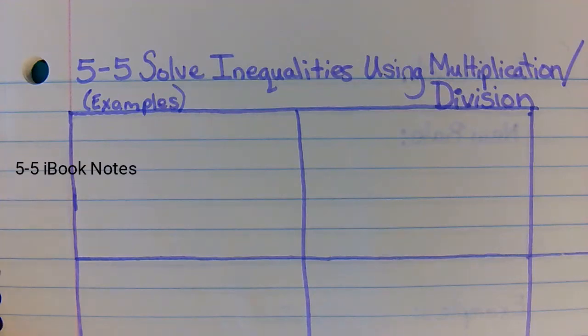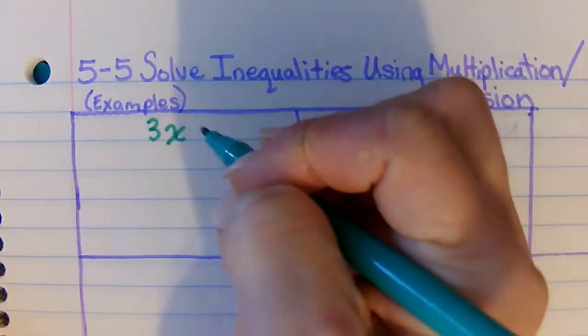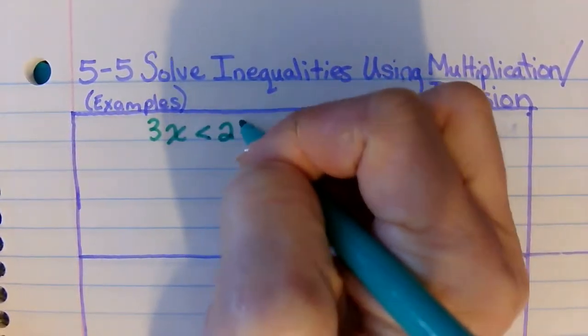Alright, so let's look at 5-5, solve inequalities using multiplication and division. We're going to take some notes on a few different examples on page 55. Let's begin with writing 3x less than 24.